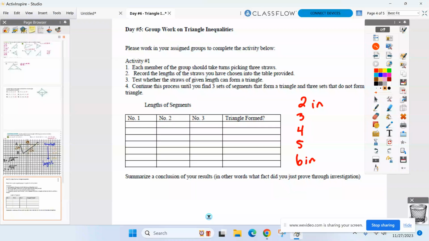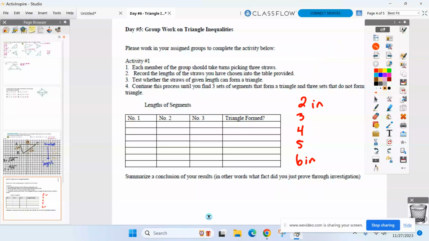Now, what do I mean by form a triangle? No extra exterior angles. All right, that won't work. I need them to touch. If it comes up short, not a triangle. Here's your goal: 3 sets that do form a triangle, 2 sets that do not. That is your goal right now. So go ahead, take 3, write them down. If it's controversial, call me over and I'll settle it. But I need 3 that do, 2 sets that do not.